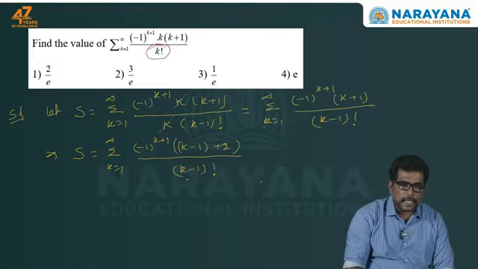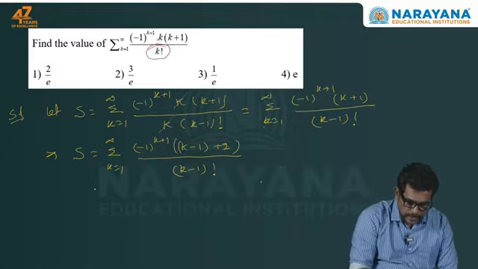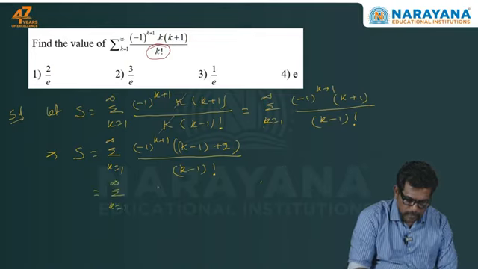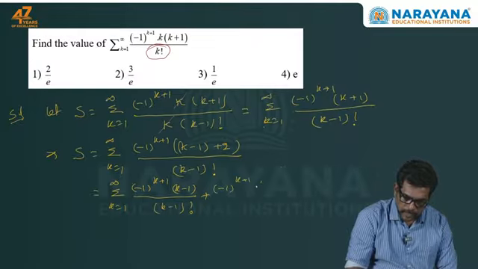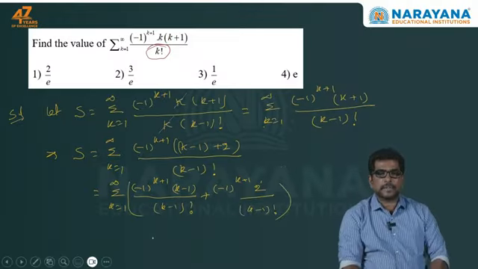Now I am separating this one as two sums, that is S is equal to summation k equals 1 to infinity of (-1)^(k+1) times (k-1)/(k-1)! plus (-1)^(k+1) times 2/(k-1)!. Like this I am separating.